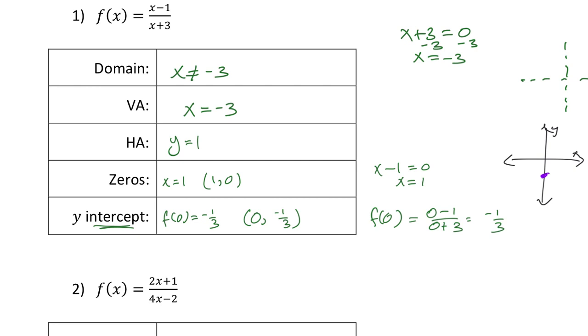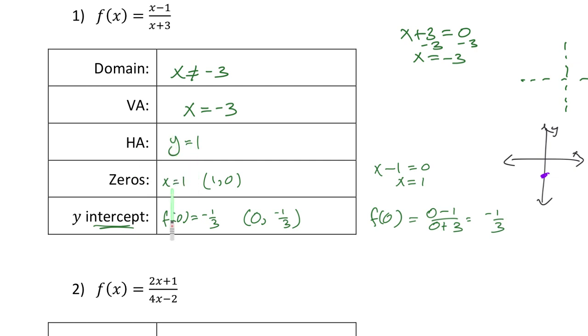Keep in mind a couple of things. Number one, domain. I'm going to write x not equal to negative 3. The vertical asymptote, I have to write the x because it's a line, right? It's a line. So x equals -3 is my vertical asymptote. Now the horizontal asymptote, I can write as y equals 1.